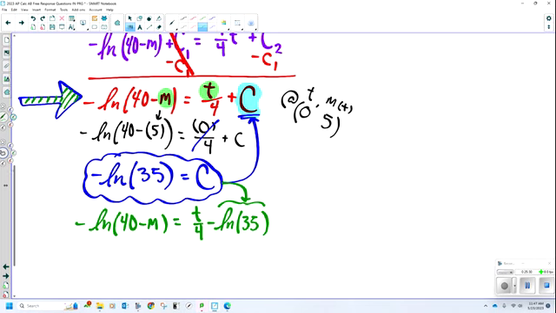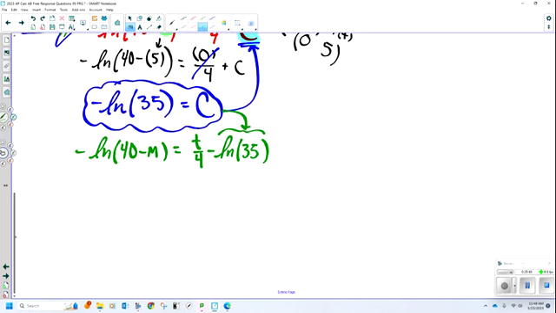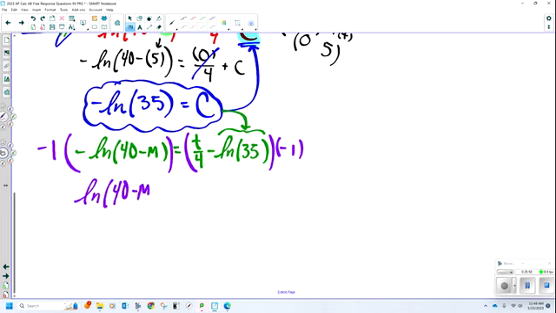So in order to get m alone, I've got to do opposite math. I've got to get rid of that natural log and the 40. I want to get m alone here, all right? So the first thing I'm going to do is get rid of that negative on the left side. I don't like it one bit. So I'm going to multiply this side times -1, which means I got to multiply this whole side by -1. So now I've got the natural log of 40 minus m equals, okay, this gets distributed to both. So negative t over 4, and this becomes positive ln of 35. So plus ln of 35.